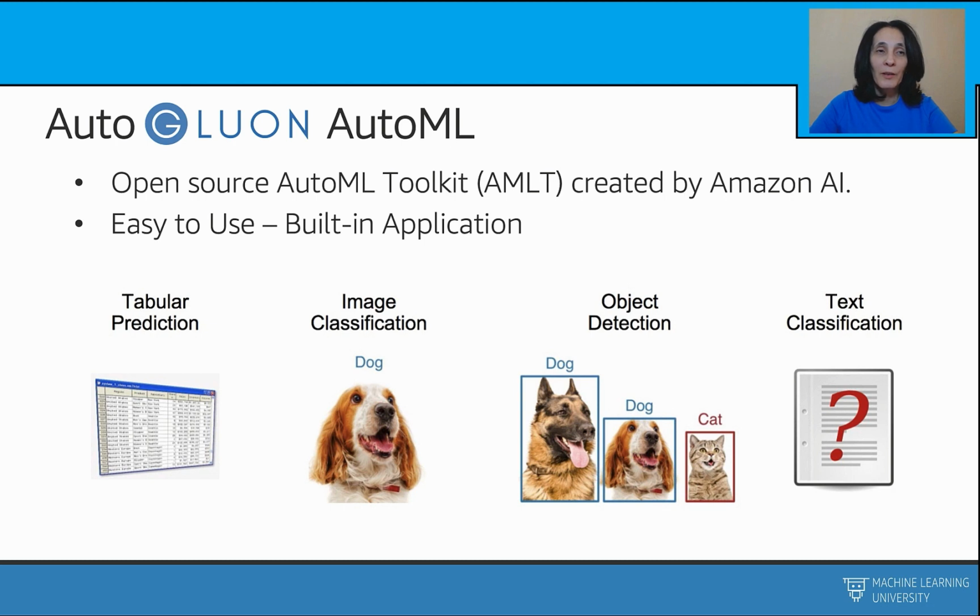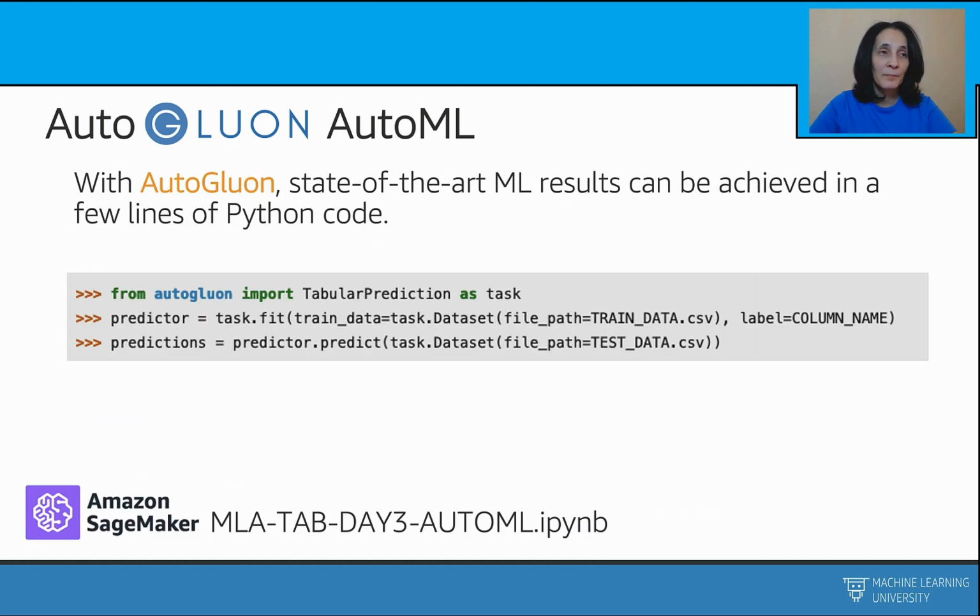AutoGluon AutoML is an open source AutoML toolkit created by Amazon AI. It's easy to use on tabular data, image data, and text data sets for tasks such as image classification and object detection when you work with image data. With just 3 lines of code, you can start right away using AutoGluon to make predictions on your particular data sets. In these 3 lines of code, we're using tabular prediction as the task.